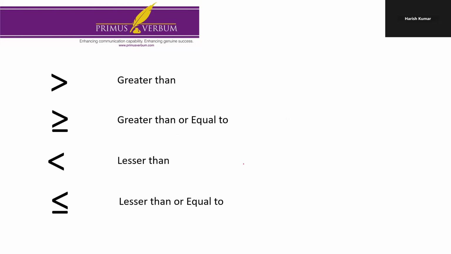Let's have a look at the four inequality symbols, or operators as they are sometimes called. We have the greater than operator, the greater than or equal to operator, the lesser than operator, and the lesser than or equal to operator.